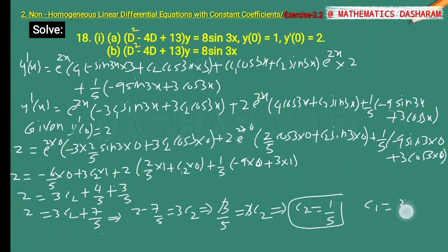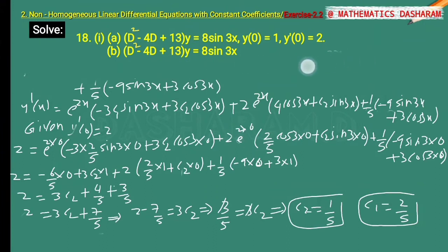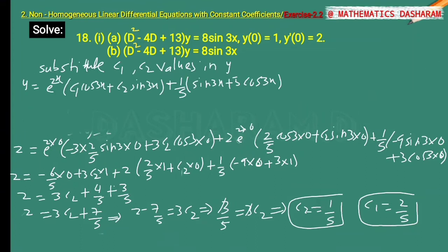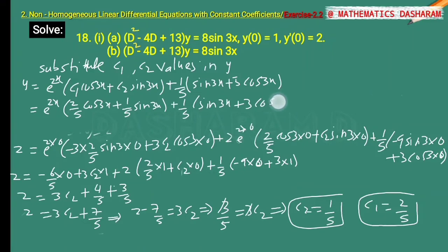And what is the c1 value? 2 by 5. So substitute these two values in our general solution. The general solution we already found, so this is the general solution. In this, substitute the c1 and c2 values: 2 by 5 into cos 3x plus 1 by 5 into sin 3x, plus 1 by 5 into sin 3x plus 3 into cos 3x.